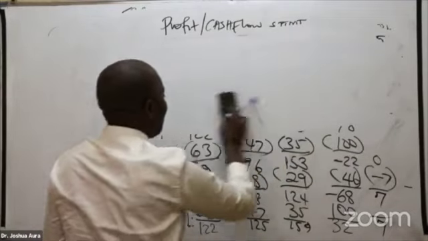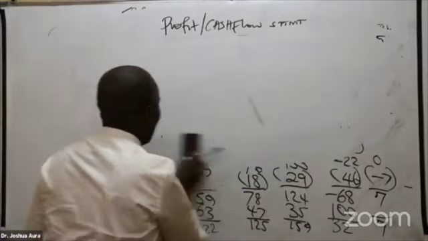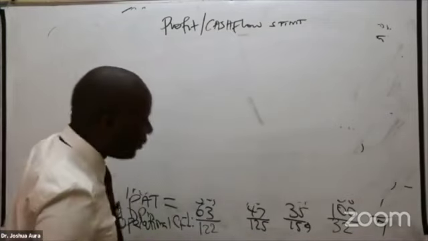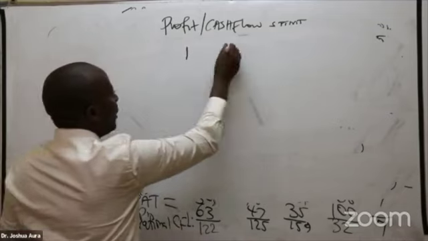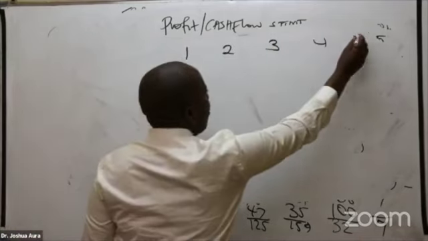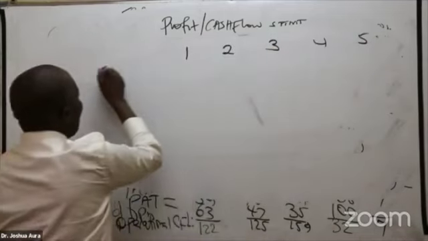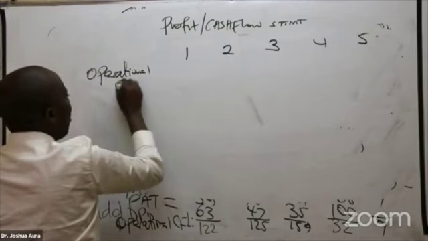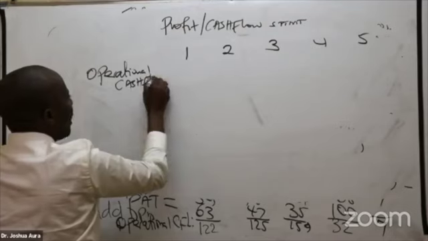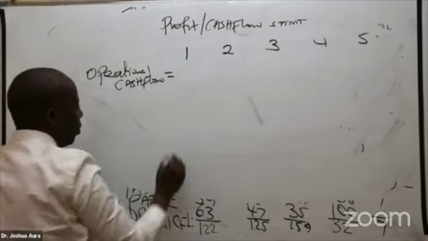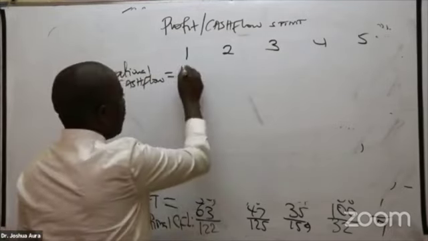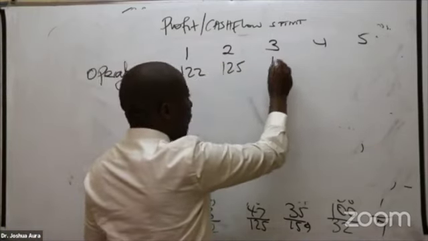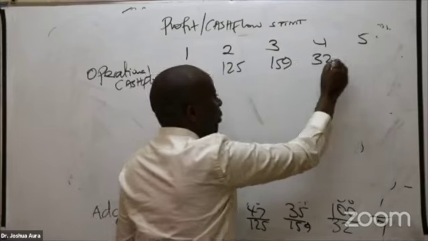Now, ladies and gentlemen, if I could just summarize this, we have year 1, year 2, year 3, year 4, year 5. So we have our operational cash flows. Year number 1, we have 122. We have 125, we have 159, we have 32, we have 7.